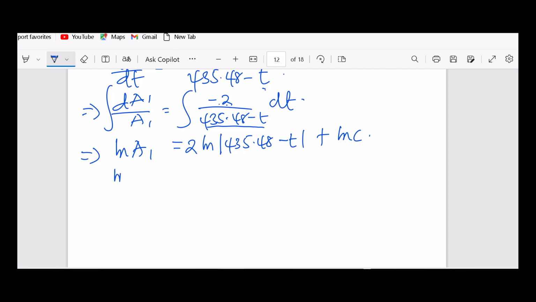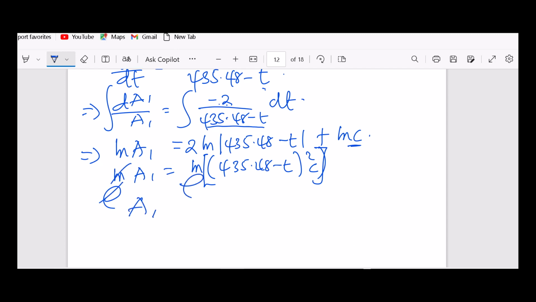So we can rewrite this one as ln A1 equals ln of 435.48 minus T power 2, like this, times C. Okay, the laws of logarithms, when they are adding, multiply them. So we take e of both sides, this and this will go, we get A1 of T equals C times 435.48 minus T all squared, like this.